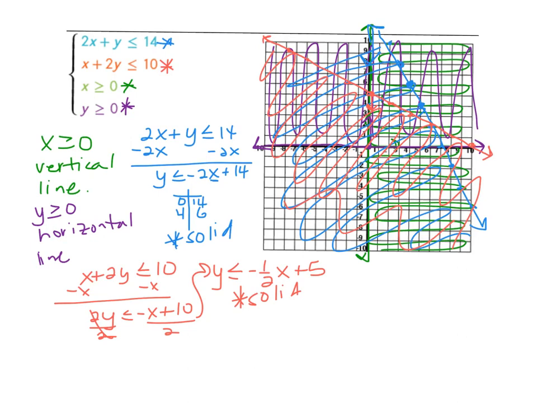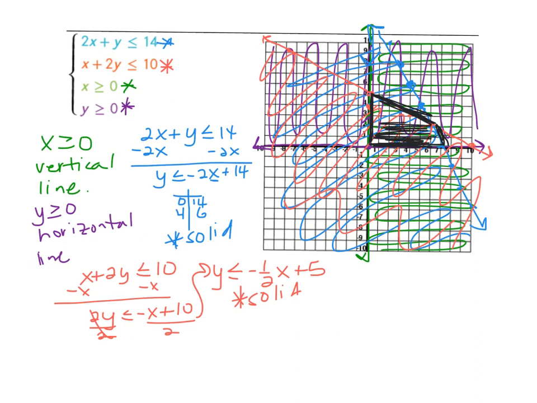Can you tell where our solution is? I see that my green line is here. The purple line is here. The blue is right here. And then that red. So we're kind of forming a little bit of a quadrilateral.